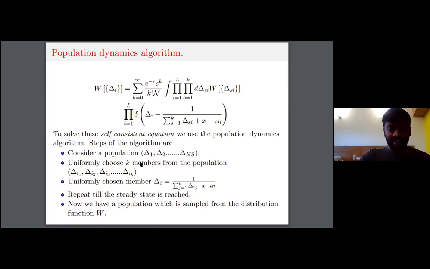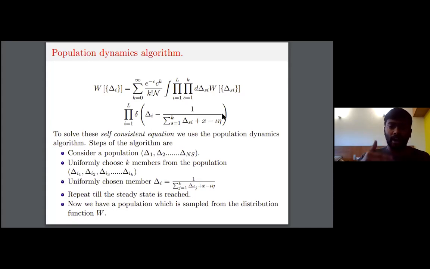So we consider a population of deltas, with N_S samples, I mean, members of a population. Because you have this expression, which says you have to choose a random variable K from a Poisson distribution, using this K we pick K members of the population, and these K members are used to update one member of the population using this expression, which is coming from this delta function.